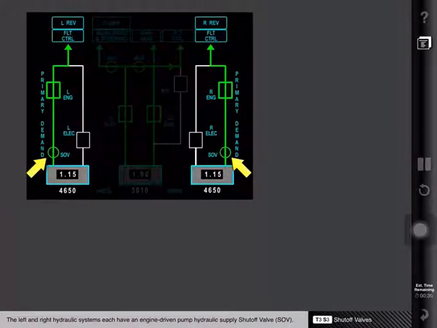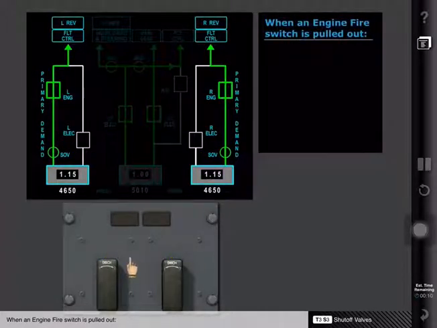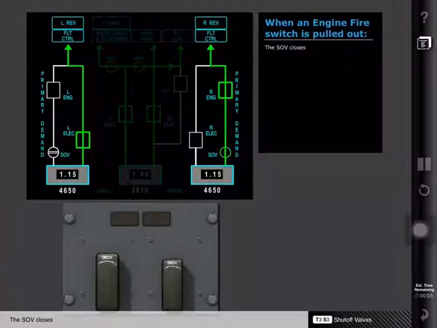The left and right hydraulic systems each have an engine-driven pump hydraulic supply shutoff valve, or SOV. The SOVs are positioned between the reservoir and the engine-driven pump, or EDP. Each SOV is controlled by its respective engine fire switch. When an engine fire switch is pulled out, the SOV closes and the EDP is depressurized.